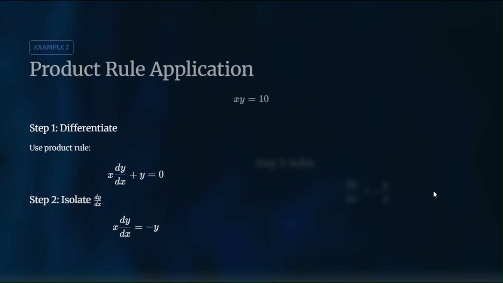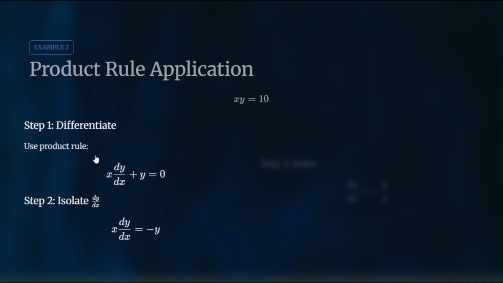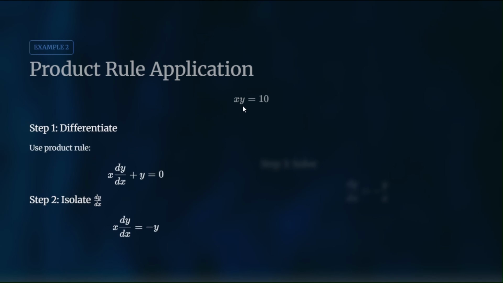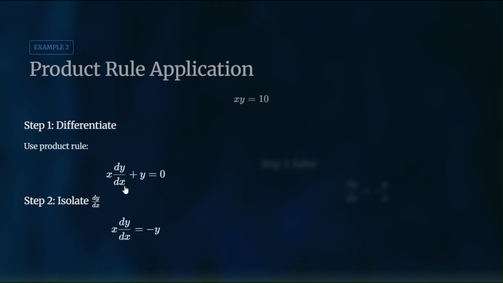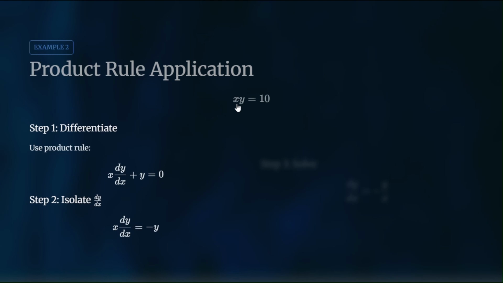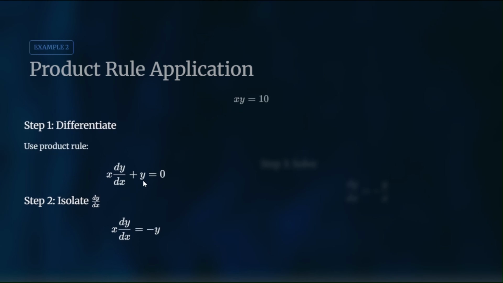In this second example, we want to differentiate xy equals 10. So since we have a product x times y, we'll need to use the product rule. So first, the derivative of y with respect to x will be 1 times dy/dx times x, plus the derivative of x with respect to x is simply 1 times y, which will be y, equals the derivative of the constant 10, which is 0. So we have x dy/dx plus y equals 0.